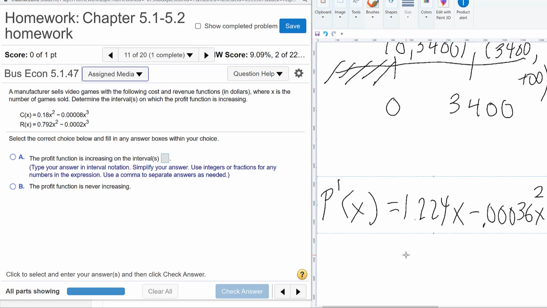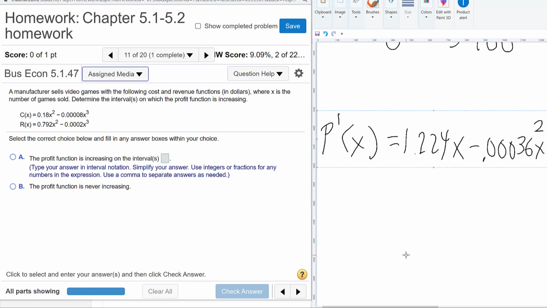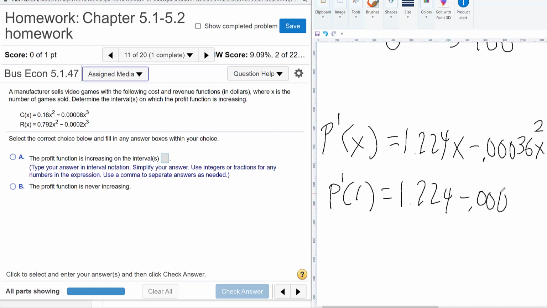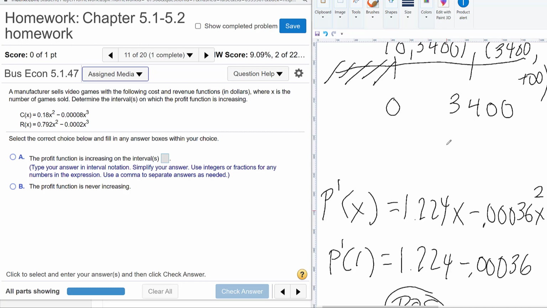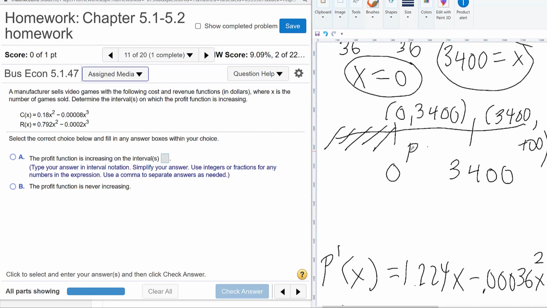Okay, so I'm just going to evaluate it at 1, because that's going to be in between there. So the profit derivative at 1 is 1.224 minus 0.00036 x. Well, that's going to be a positive number. So this is positive. In this first region, it's increasing. So we know it's here.